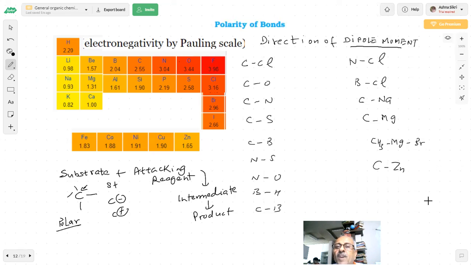Out of carbon and Cl, which is more electronegative? Cl. So the dipole moment direction is this side. This is negative, students, and this is positive. So what will happen? Negative will attack this carbon. Which one? Nucleophiles. This carbon is positive, so nucleophiles will attack. A nucleophile like OH minus is negative.